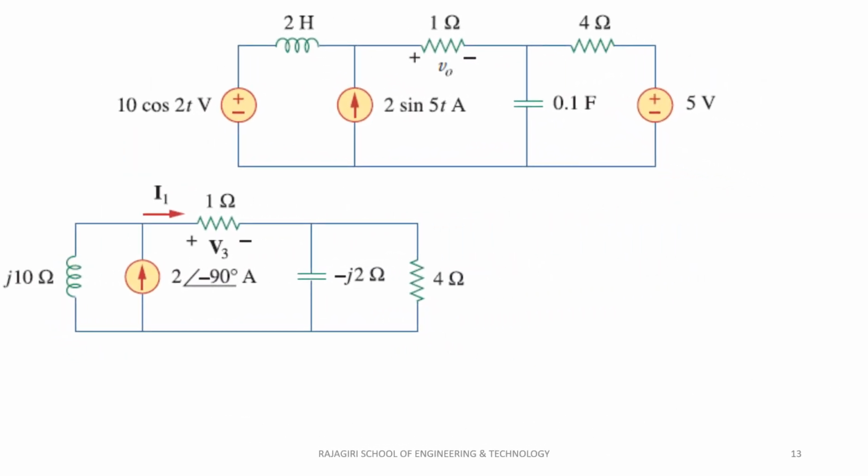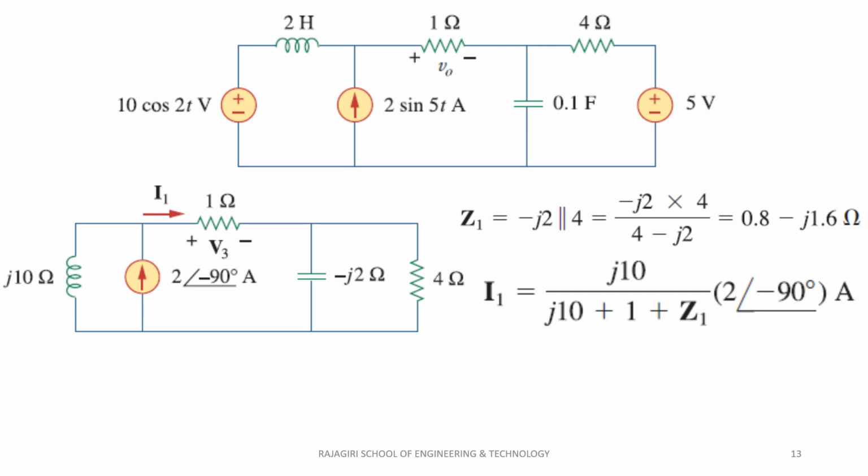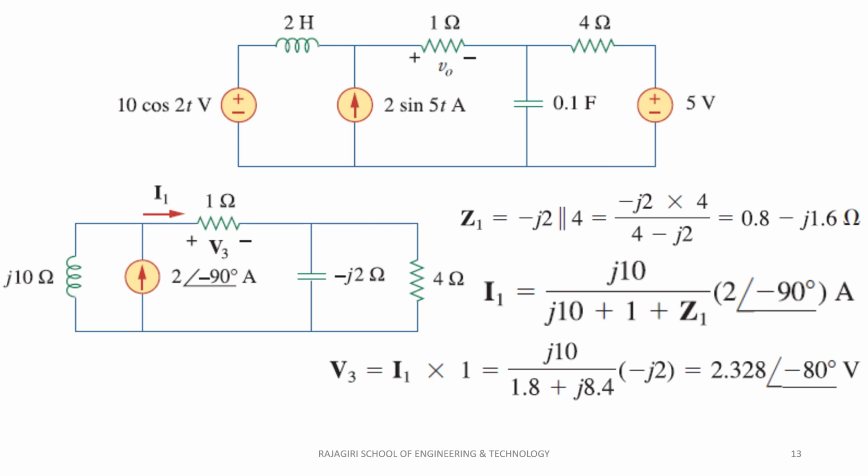Now consider the effect of the AC current source. The 1 ohm resistor is in series with the parallel combination of minus j2 ohm and 4 ohm impedances. This is in parallel with the j10 ohm impedance and the current source. We can apply current division rule to determine the current through the 1 ohm resistor I1. Applying Ohm's law, we determine the voltage V3 across 1 ohm due to the AC current source.